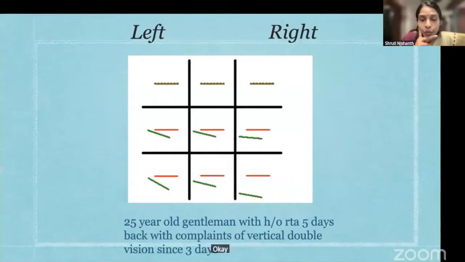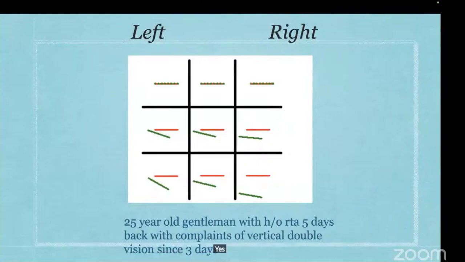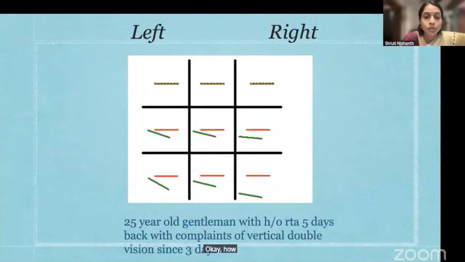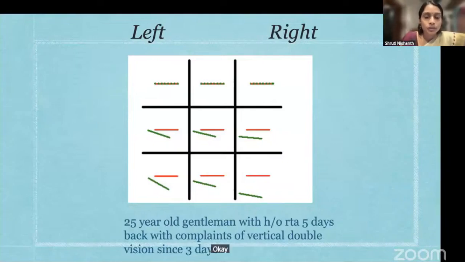Okay, and did you mention anything about the torsional component? Do you think there is a torsional component here? Yes, ma'am. There is a torsional component here, ma'am. In torsion. Okay, how do you say it is in torsion? Because of the tilt, ma'am. Of the image. Okay, so the image is tilted, but remember that it is always the opposite in the eye.